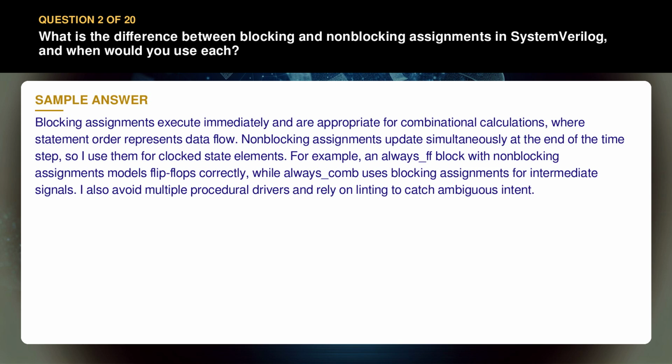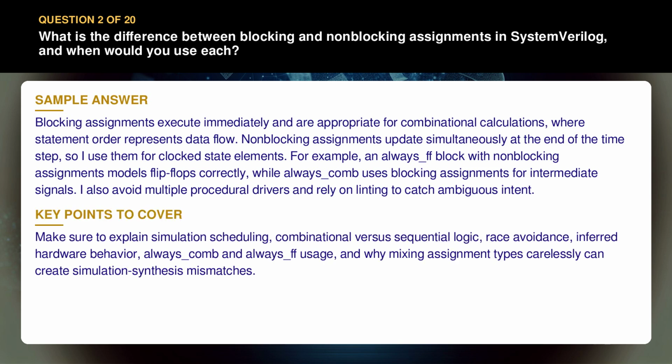For example, an always_ff block with non-blocking assignments models flip-flops correctly, while always_comb uses blocking assignments for intermediate signals. I also avoid multiple procedural drivers and rely on linting to catch ambiguous intent. Make sure to explain simulation scheduling, combinational versus sequential logic, race avoidance, inferred hardware behavior, always_comb and always_ff usage, and why mixing assignment types carelessly can create simulation synthesis mismatches.